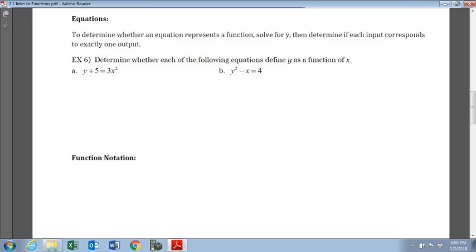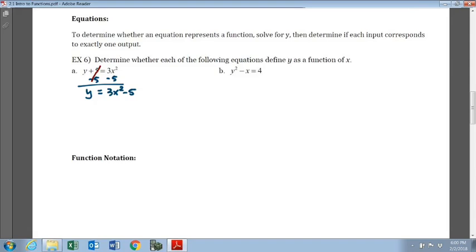It says to determine whether an equation represents a function, solve for y, then determine if each input corresponds to exactly one output. So in each of these problems, we're going to start by solving for y. So on part A here, we need to subtract 5 on both sides, and we're going to get y equals 3x squared minus 5. So this turns out to be a function.